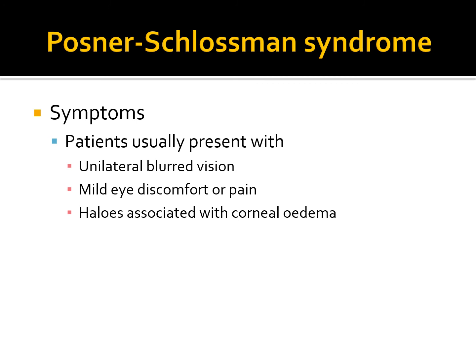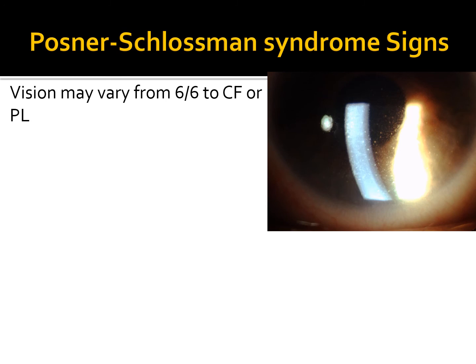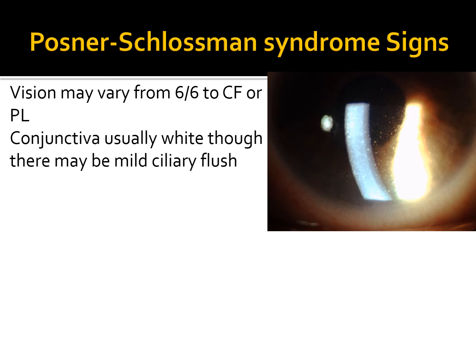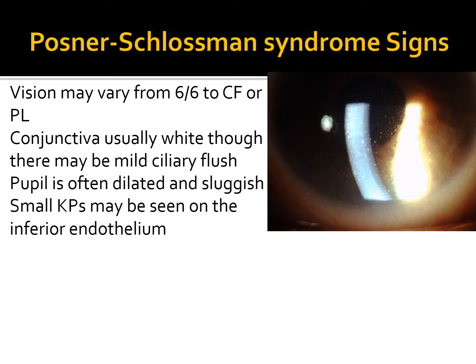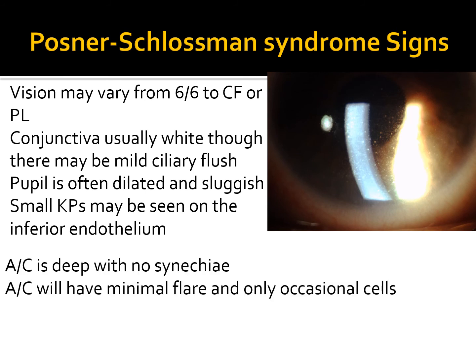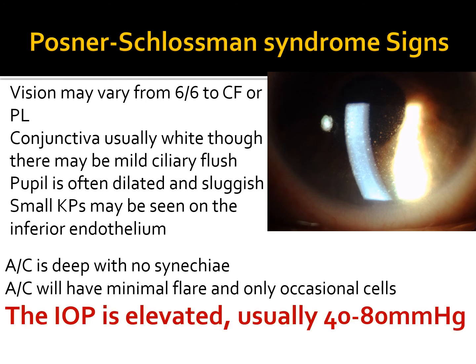The patients usually present with unilateral blurred vision. So again, young male, blurred vision, you're not going to be thinking anything bad really. Mild eye discomfort or pain, halos associated with corneal edema during episodes, I would argue, of high IOP, not otherwise. Vision can be 6/6 to counting fingers, so okay, that helps me a lot. The conjunctiva is usually white. Maybe the pupils are sluggish, and maybe there are small KPs, but not a load. The AC's deep, no synechiae, minimal flare.